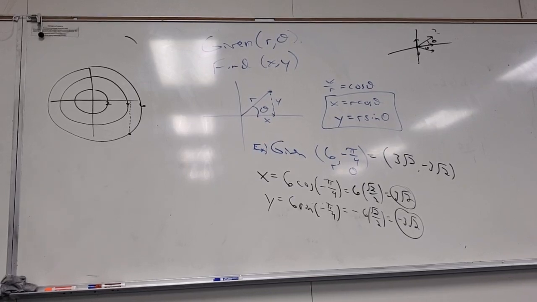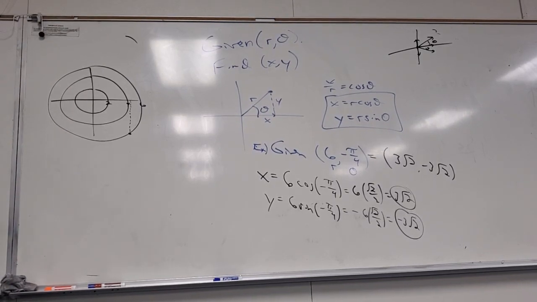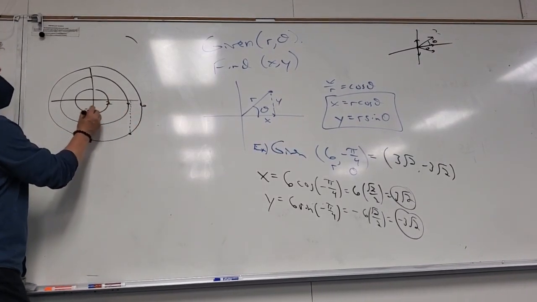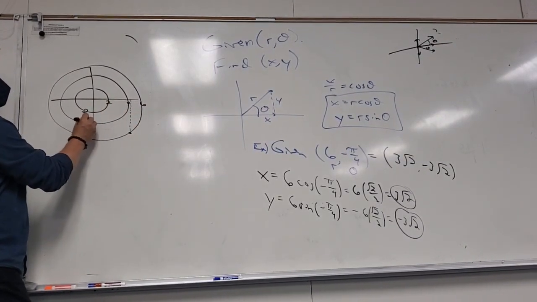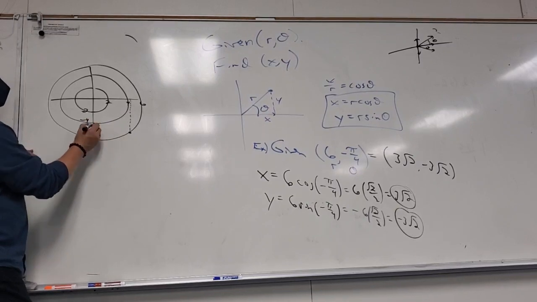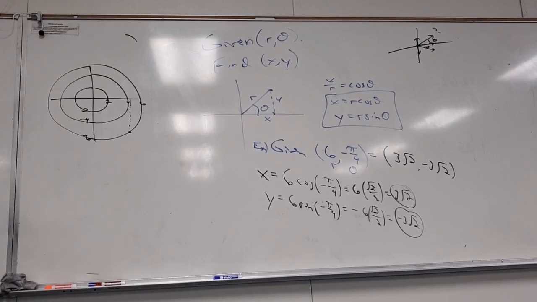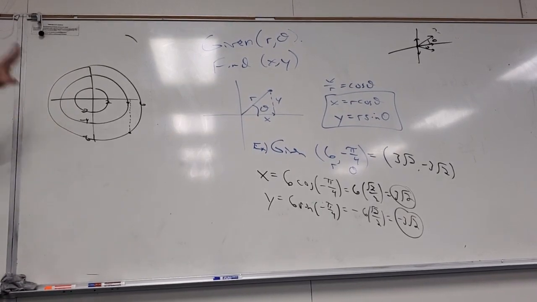You guys understand? So it's the same point. I can either call it 6, negative pi over 4, or I can call it 3 rad 2, negative 3 rad 2. It's the same point. So what's negative 3 rad 2? It would be negative 4.2, that's negative 2, negative 4, negative 6. Now here's where my scale gets really bad, but on a nice polar graph paper, it would be exactly the same.